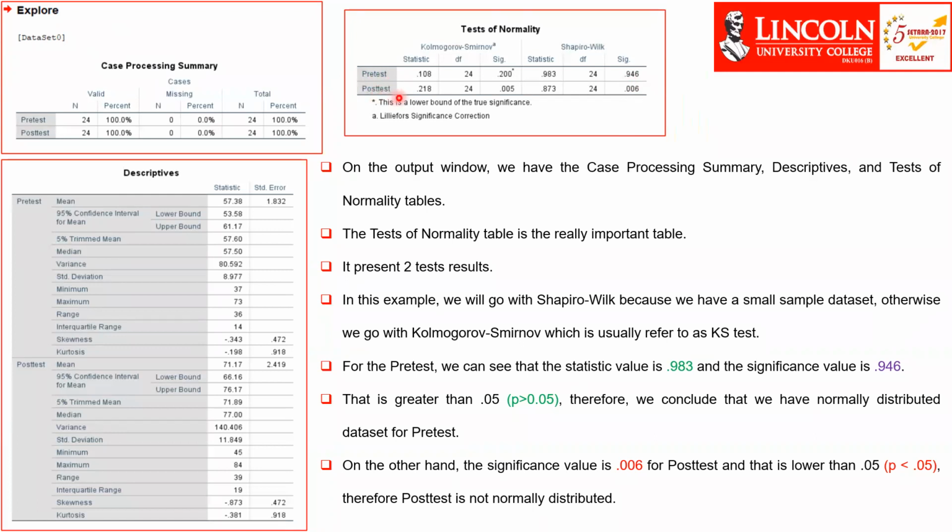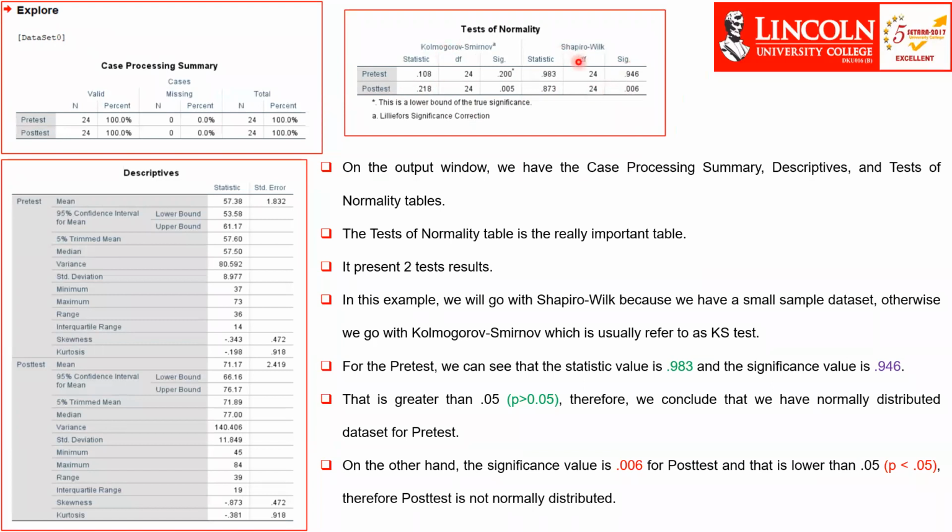But on the other hand, if you look at post-test, the significant value is 0.006, which is less than 0.05. Therefore, post-test is not normally distributed.